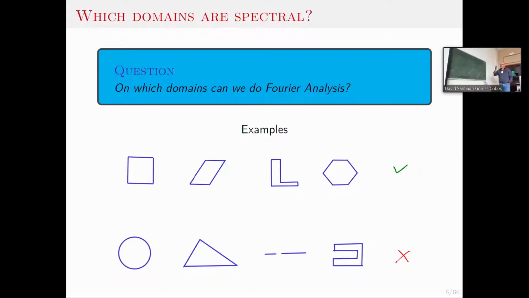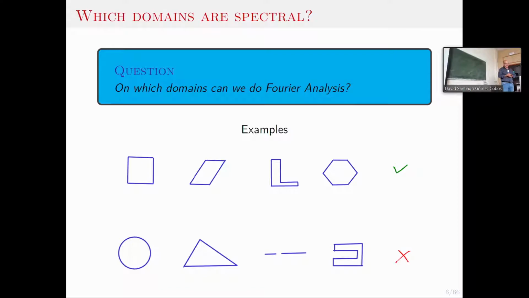Okay, so on parallelograms, this L shape in 2 dimensions or a hexagon, you can find it. For the disk, for the triangle, for this horseshoe type of domain, and for this domain in 1 dimension, you cannot do it. You will see why. But what I want to show with this slide is that the question of whether you can do it or not is not always obvious.